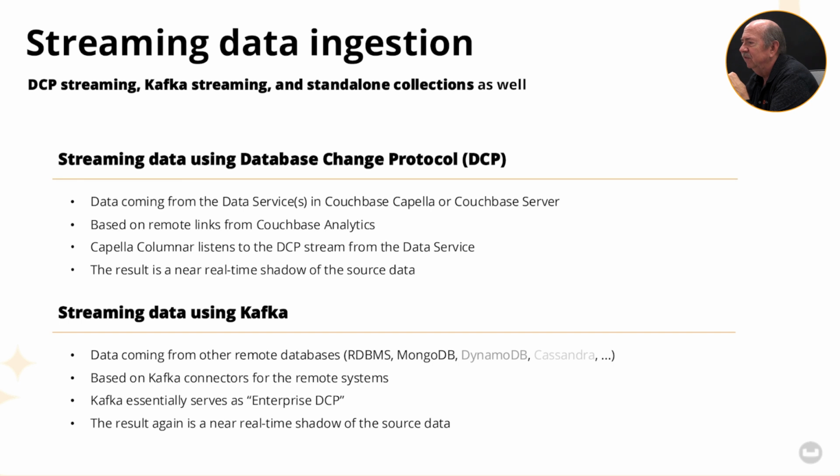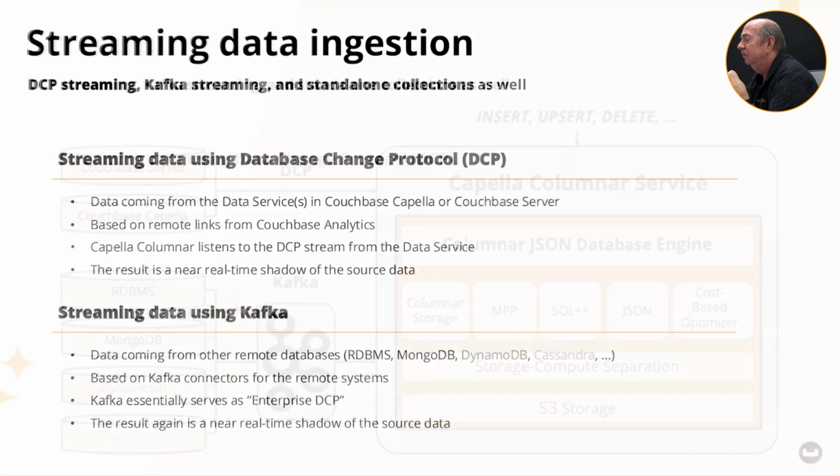You can do this via the data change protocol, as I said, for Couchbase data, and then for other external data like Mongo data, or very soon DynamoDB data, or your favorite relational database data, that streaming is coming in via Kafka. It plays the DCP-like role, but more generally for your enterprise. So it's coming from your other sources. Again, we support several relational databases today, more on the horizon. MongoDB today, DynamoDB very soon, Cassandra's a gleam in our eye for sure, based on Kafka connectors for the remote system. So Kafka is essentially playing an enterprise DCP kind of role here. And again, the result is a near real-time shadow of your source data.